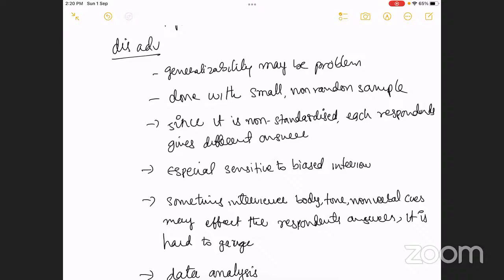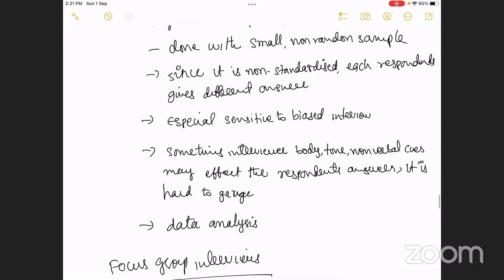Sometimes the interviewer's body language, tone, or non-verbal cues may affect the respondent's answers. That means while asking the question, based on your body language, your tone, whether you are asking requestingly or commanding, the response may change from person to person. Or non-verbal cues, like how you are behaving, your body posture, how you are asking, the respondent's response may be different. Once it is different, it is hard to gauge, hard to calculate, hard to analyze. Data analysis is very difficult.